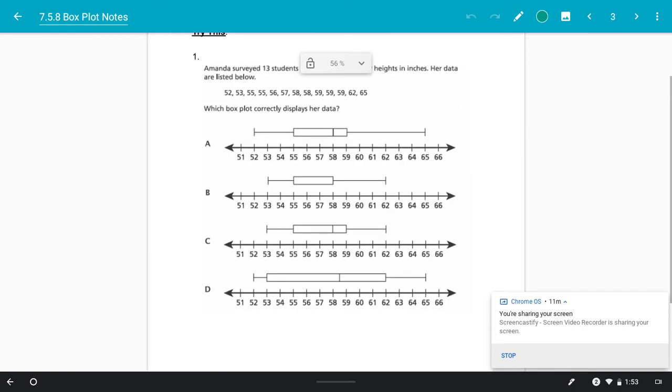All right, so now we want to try this. So Amanda surveyed 13 students in her class about their height in inches. Her data are listed below. We want to know which box plot correctly displays her data.